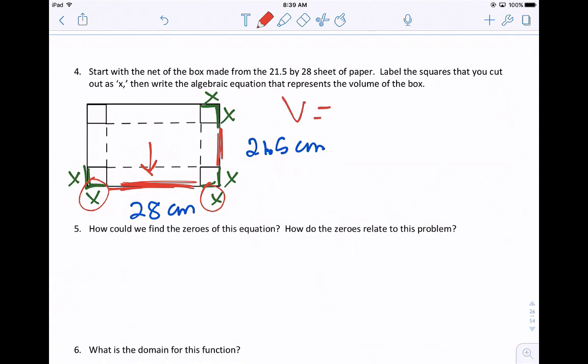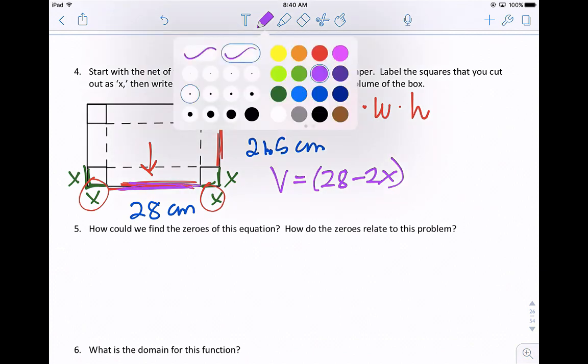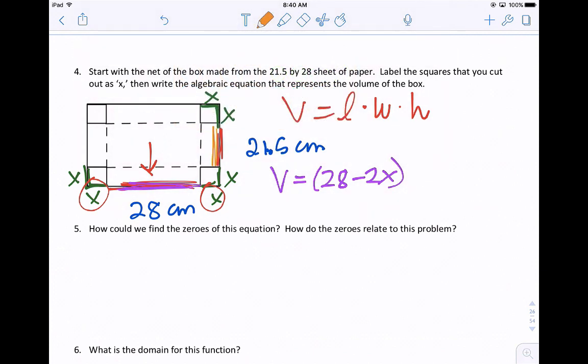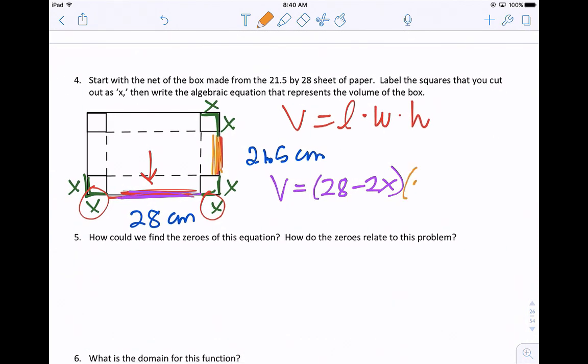Again, volume equals length times width times height. So in this case, volume equals 28 minus 2x, which would be this side. And to get the other side, the orange one, that would be 21.5 minus 2x. Then if we folded up the sides, the height of this open top box would be x. So there's the length times the width times the height.